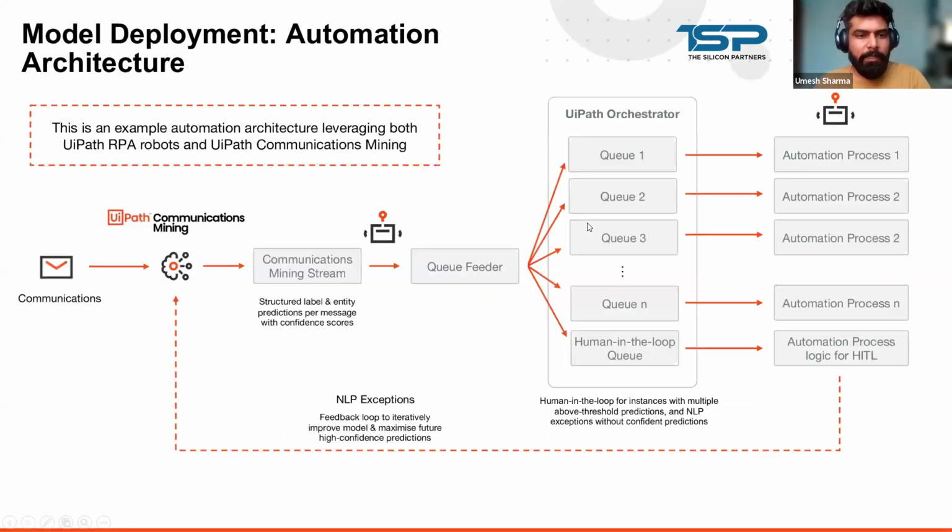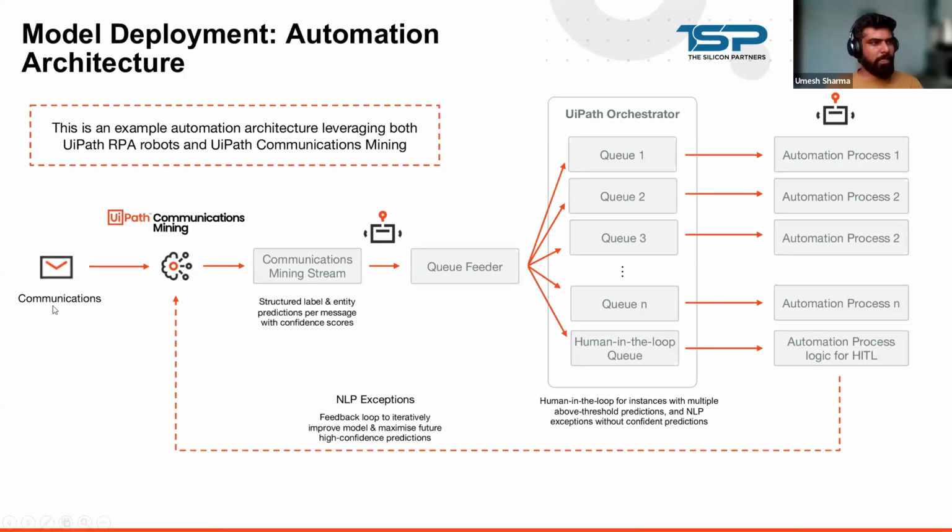Moving to the next slide, which is the model deployment automation architecture. This is really close to what we are going to cover today. This is just an example of what the automation architecture looks like when we combine UiPath robots with communication mining and document understanding, right?